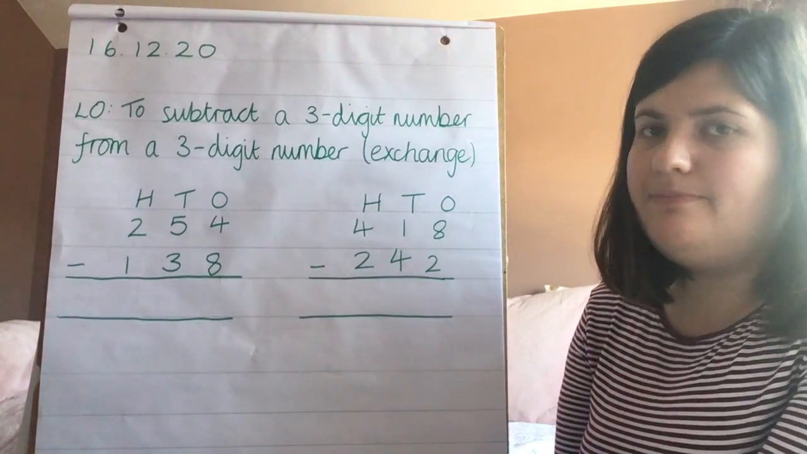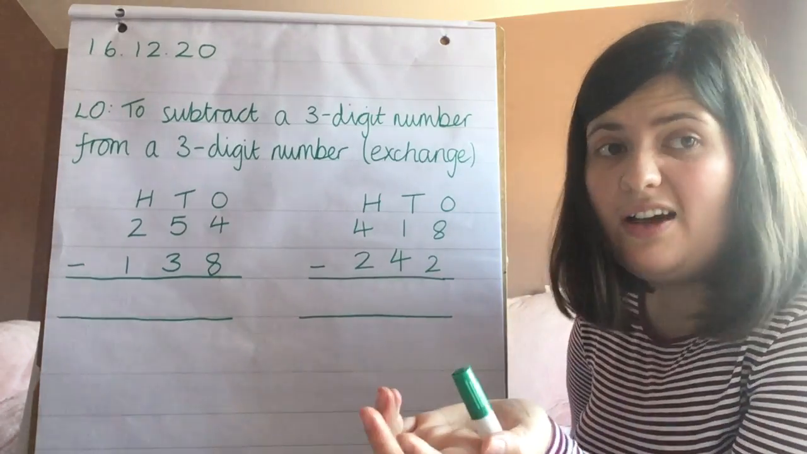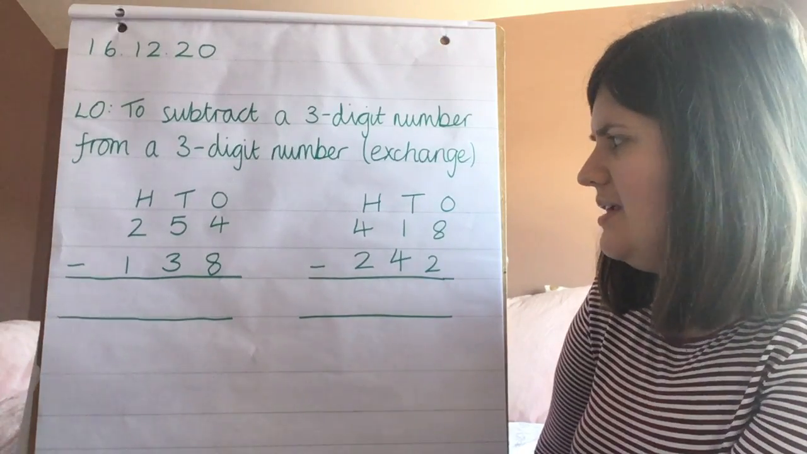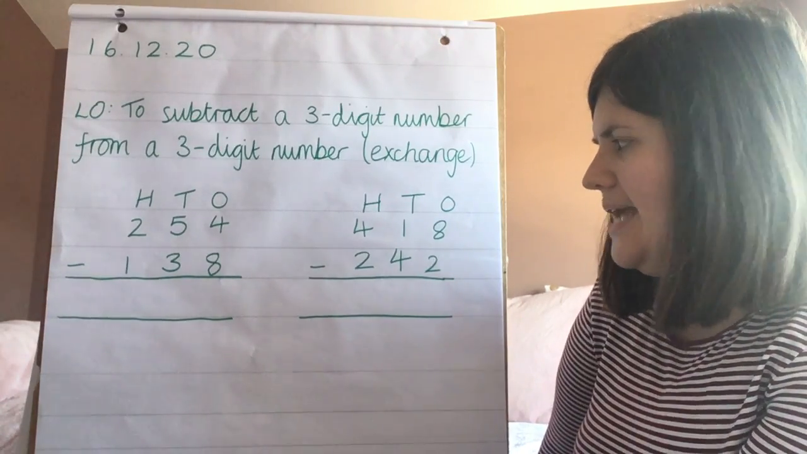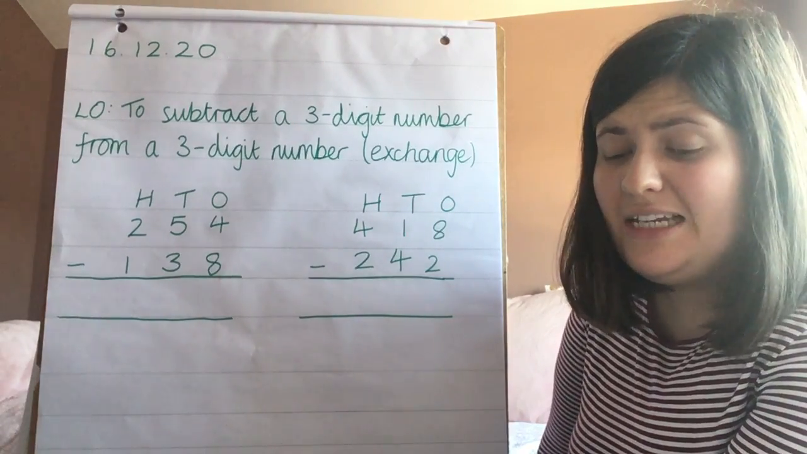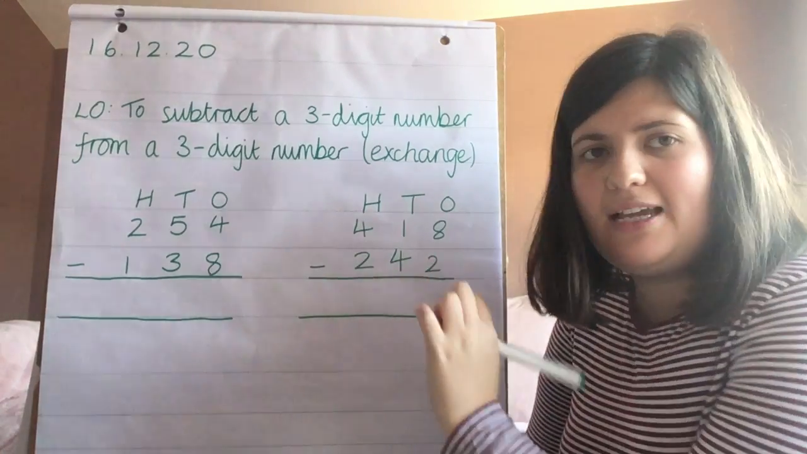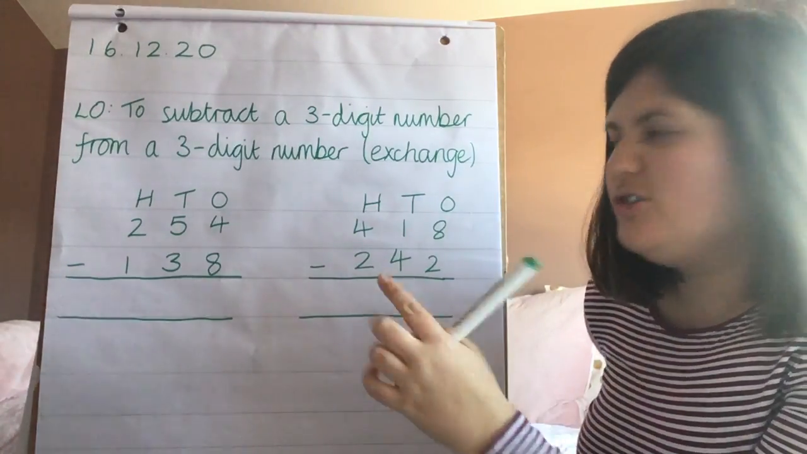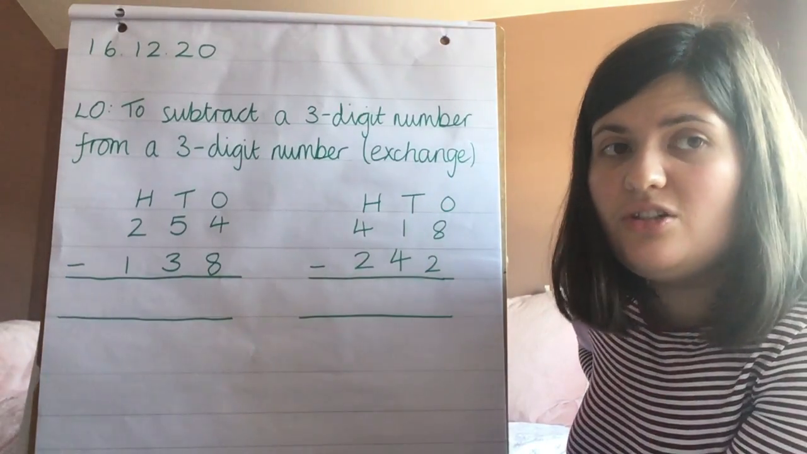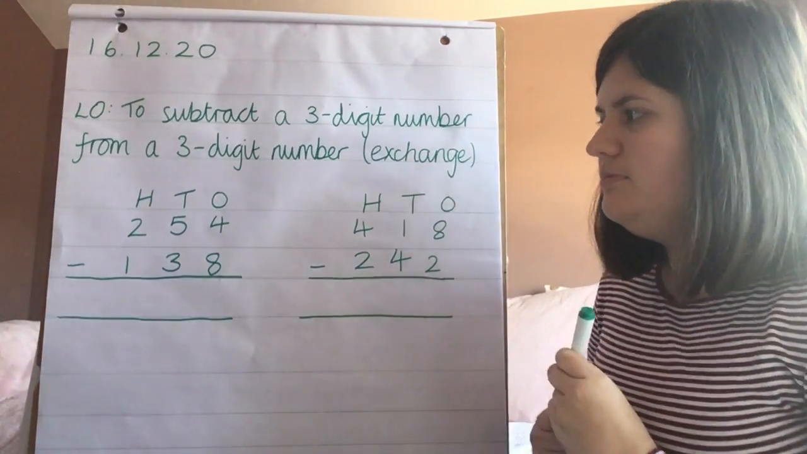Now over here, same again. Let's have a look at those hundreds. So I've got 400 subtract 200s, that's fine. I've got enough hundreds. Over here in the tens, I've got 1 10 subtract 4 tens. I can't do that. If I did that, it would give me a negative number, which I don't want. Therefore, I'm going to be exchanging in that tens column. And just to double check, I'm going to check the ones anyway. 8 ones subtract 2 ones. Yes, I can do that. So the exchange is definitely in that tens column.